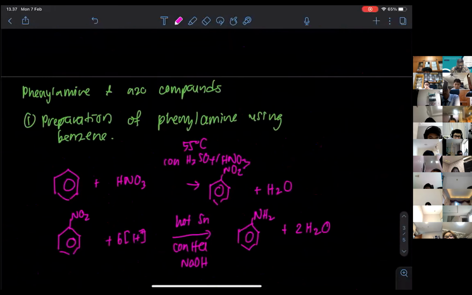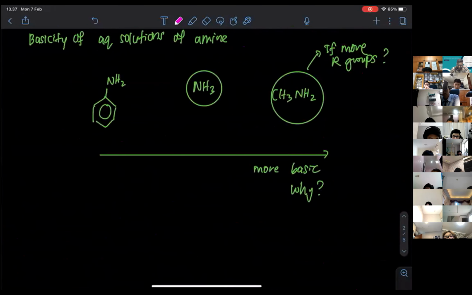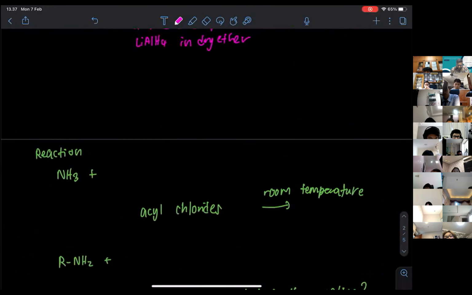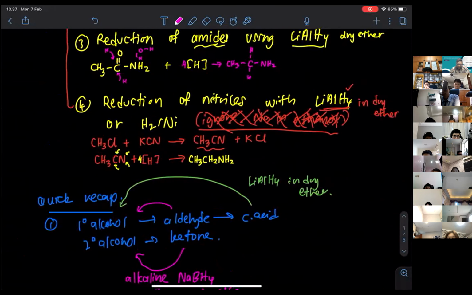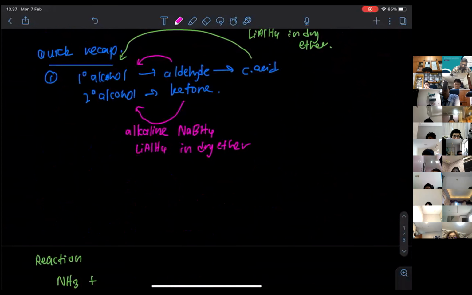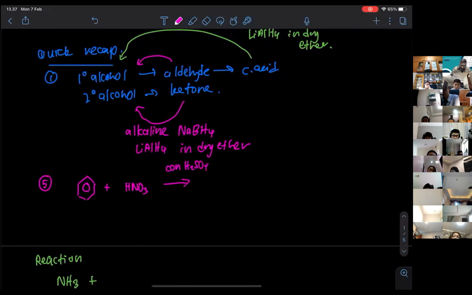So there is another one, which is going to be preparation of, basically I'll just put it over here. There's another one, which is going to be reaction number 5, from benzene. From benzene, you react with HNO3. So you use concentrated H2SO4, concentrated HNO3, at 55 degrees Celsius, you can get nitrobenzene and water.